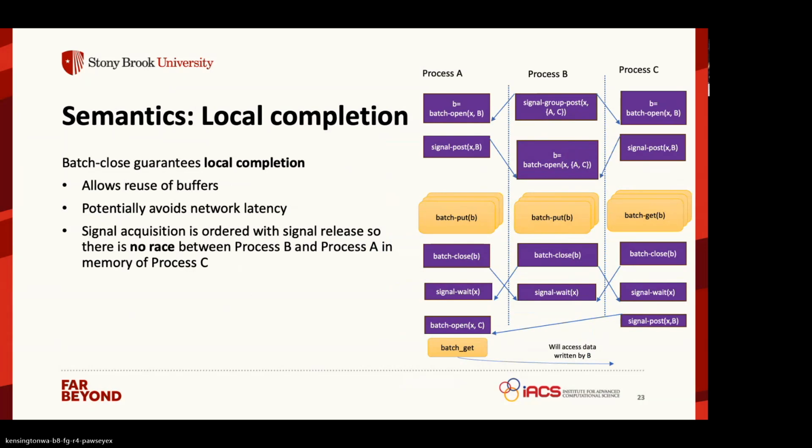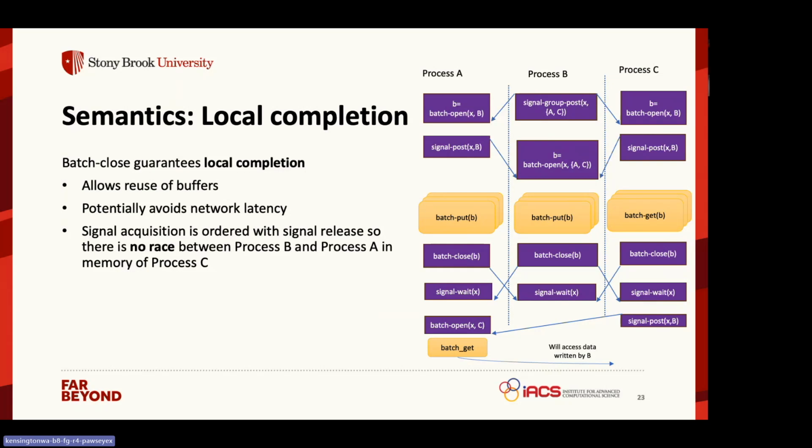The batch close will give you local completion. So once batch close returns, you only know that you can reuse the local buffers. You're not guaranteed that the data is actually in the memory at the target. You will know from the signal wait that the operations that were operating on your memory have completed. And since we only allow these signals, you will still get consistent results.